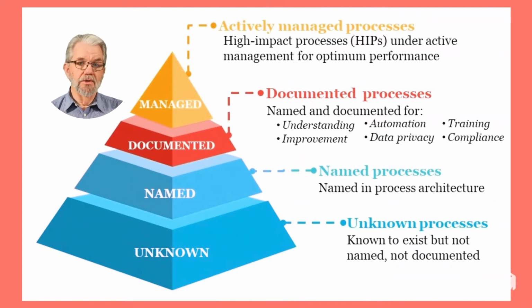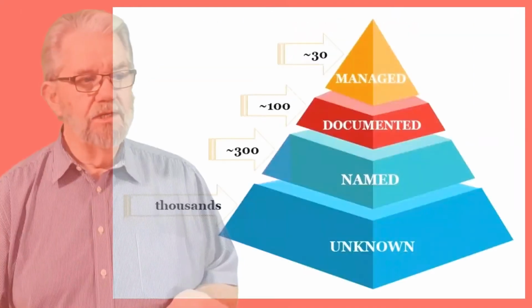And then at the top of the pyramid, we've got those processes that we need to put under active management, because it's very important that those processes work well. So that's the process priority pyramid. Now, how many processes are in each of those levels?